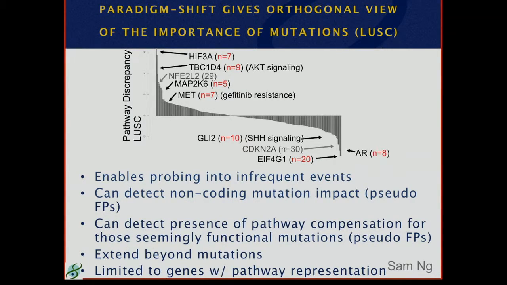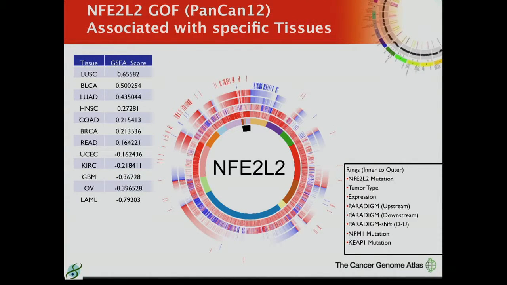That's the point of the red font here, that we don't need to look at recurrence or frequency. You gain power by looking at the pathway neighborhood of these things, even in one particular patient. So there are other methods coming out, thankfully, to try to help us infer which of these events are important.